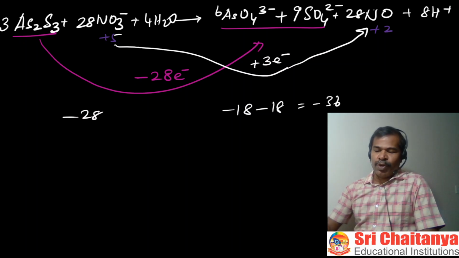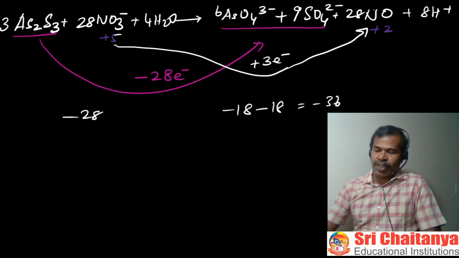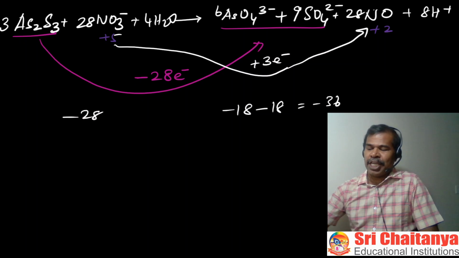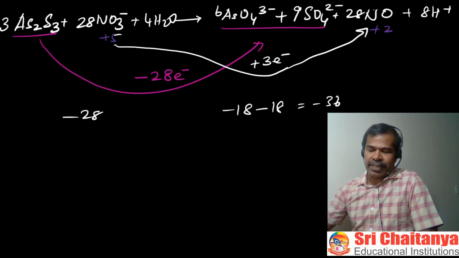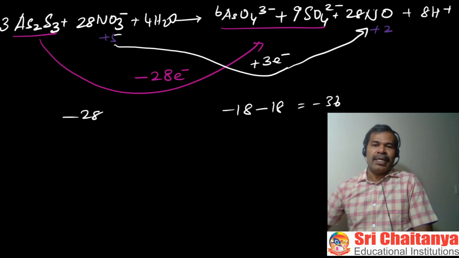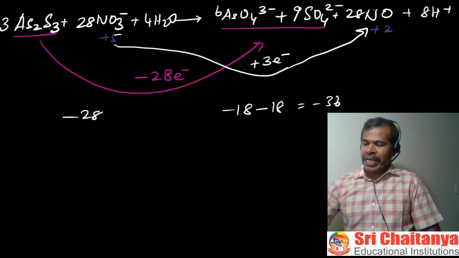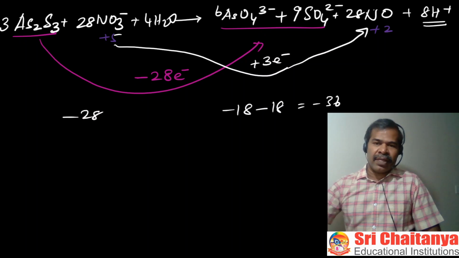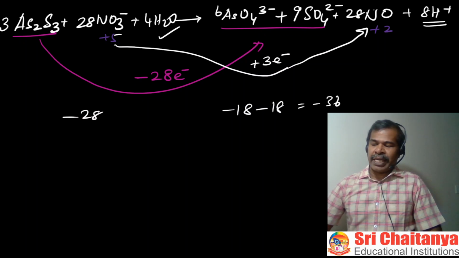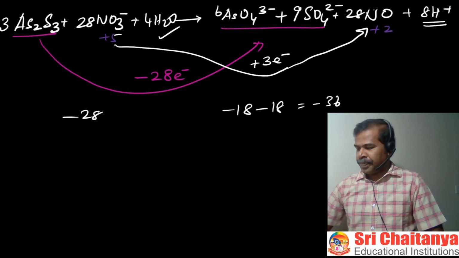In case you have a doubt, you check the oxygens. What are those? 28 into 3 oxygens plus 4. Count the oxygens. I think it must get balanced. Okay, it will be definitely balanced. There is no need to suspect. So we have got 8 H plus we put for balancing the charges on either side, and correspondingly add 4 moles of water. So that would take care of the whole reaction.